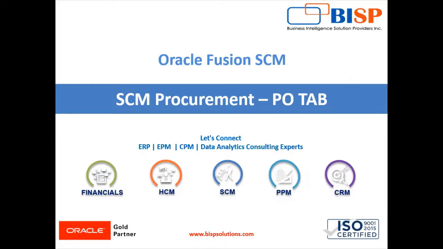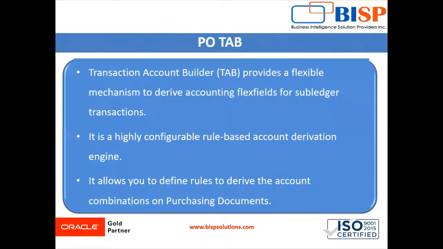My name is Lokesh Gandhi, and in today's session we are going to look into a significant feature in the procurement application, that is PO TAB. PO TAB is nothing but a Purchasing Transaction Account Builder. This transaction account builder provides a flexible mechanism to derive the accounting flexfield for the subledger transaction. It is a highly configurable, role-based account derivation engine. This account derivation engine is primarily part of the accounting subledger in our application, right?